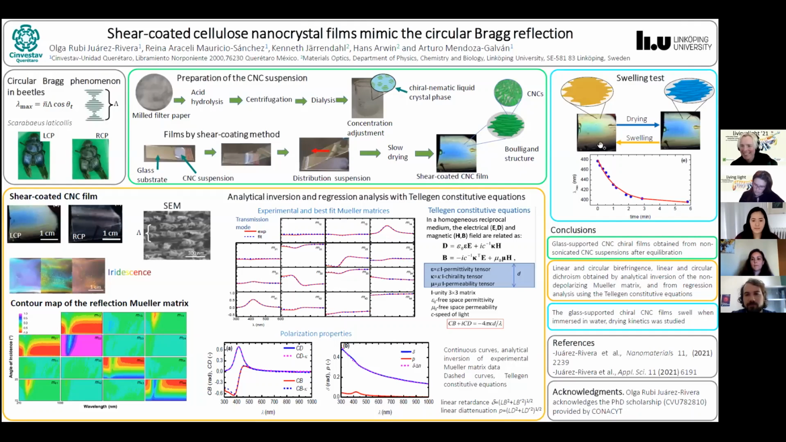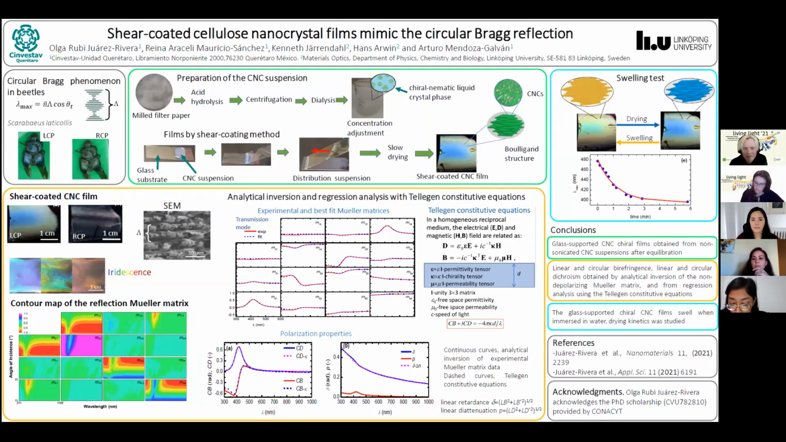Yes. Welcome. If we pay attention to the photograph of the beetle, we know that it reflects left circular polarized light. Beetles and other beings in nature present beautiful colors thanks to the selective Bragg reflection, produced by the Bouligand structure, which can be seen as a helix. Is it possible to mimic the structural color in the laboratory? Yes, using cellulose nanocrystals. This poster is a summary of the recent contribution of our research group.